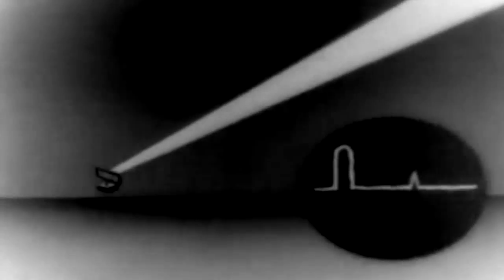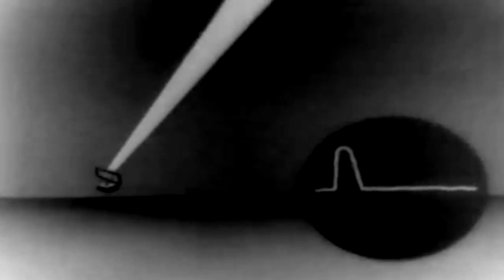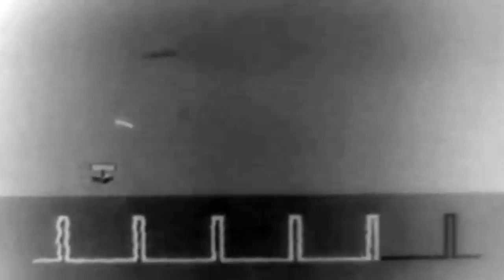The echoes from the long-range target register on the baseline as a distinct pip. But as the target comes closer to the set, the echo pip on the baseline approaches and may even merge with the main bang and be lost. The long-range sets don't worry about this. They turn the target over to short-range sets. But to track short-range targets effectively, we must keep the target pip from merging with the main bang. That's why short-range sets must transmit narrow pulses or pulses of short duration.